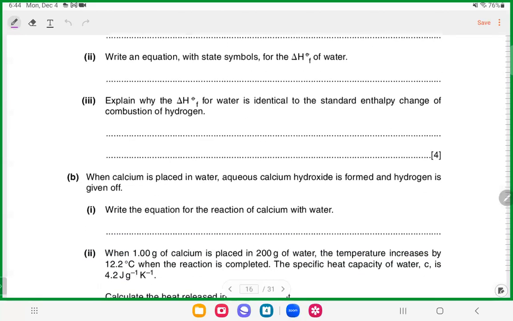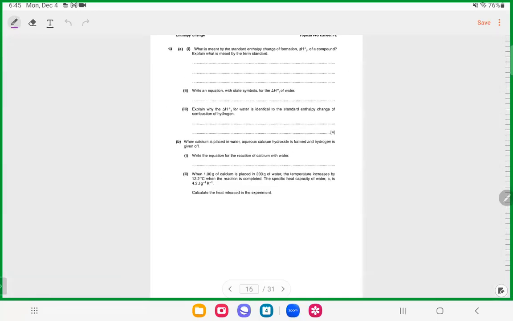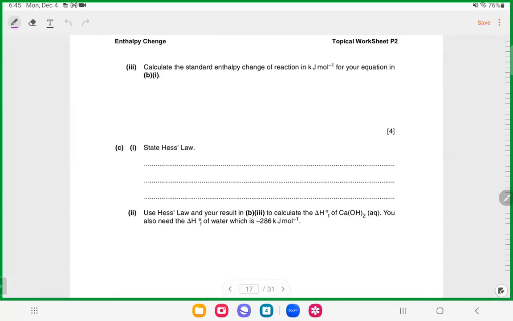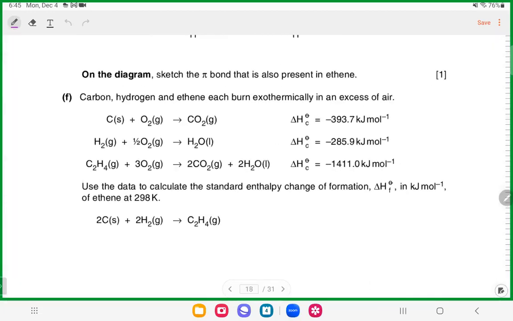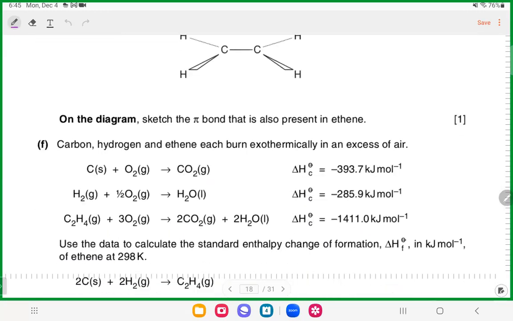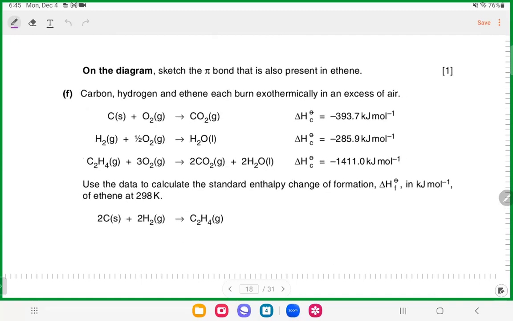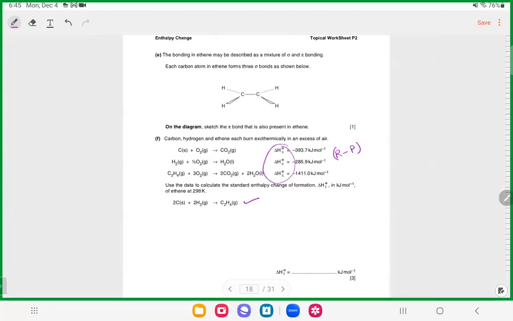Again, Q equals mc delta T is a very simple question. 1 gram of calcium is placed. Again the same question which we had done, we just did it. Okay. You remember this diagram? Yes, product minus reactant and reactant minus product. Reactant minus product, because you have to find out this enthalpy change and all the data of combustion is given.